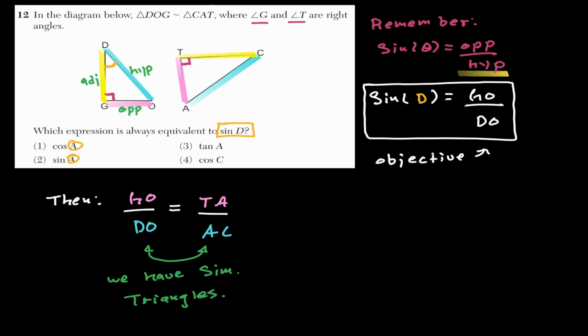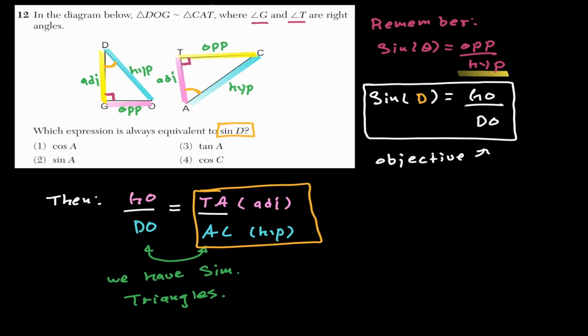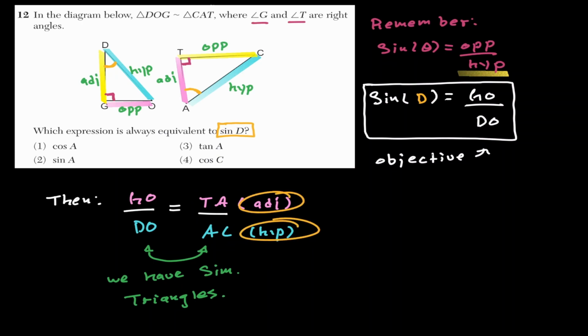One thing that I noticed is that the majority of the options have angle A. So let me start with that. Let me consider angle A and let me label the triangle on the right. TC will be my opposite. AC will be my hypotenuse. And what is left is our adjacent. When we consider A as our reference angle, then notice that TA is our adjacent, and AC is our hypotenuse. So now we're going to think about which trigonometric function is equivalent to adjacent over hypotenuse.